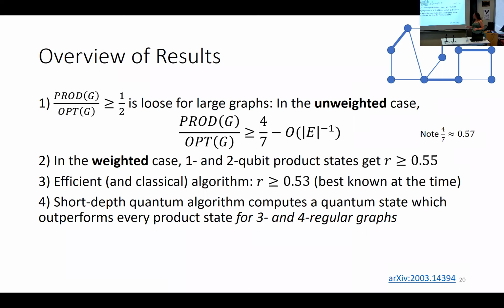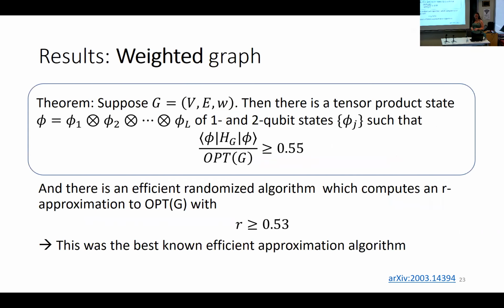Okay, so I'm actually going to skip over this first result and just go straight to the second one, because I think it's the sort of interesting intuition in this work. So what are we talking about here? When we extend our notion of product states a little bit, remember in the previous work they were rounding SDP solutions to a pure product state. So 1-qubit, tensor 1-qubit, tensor 1-qubit.